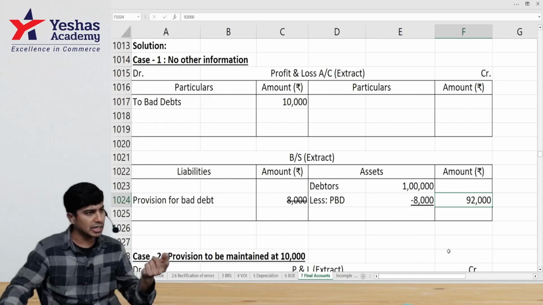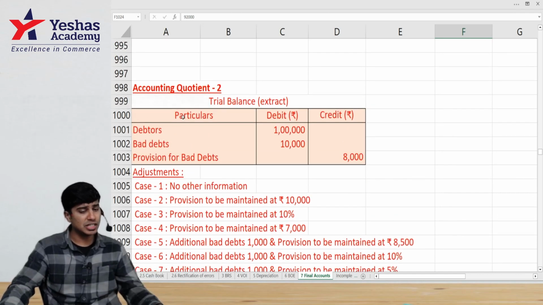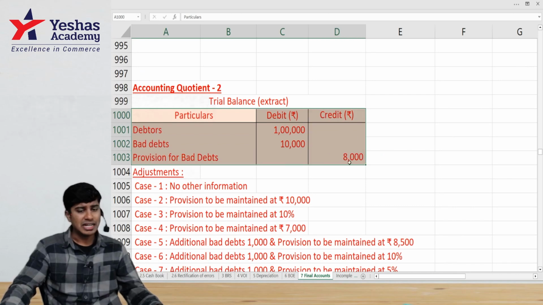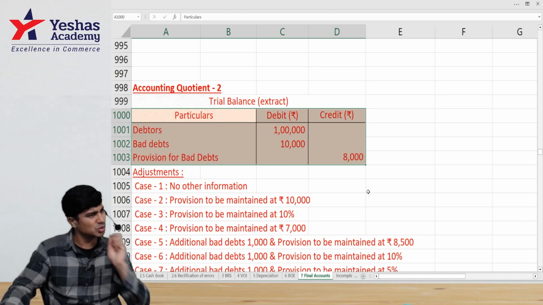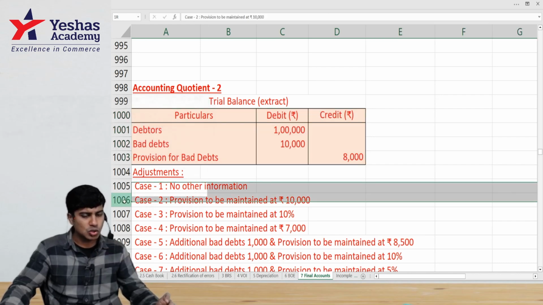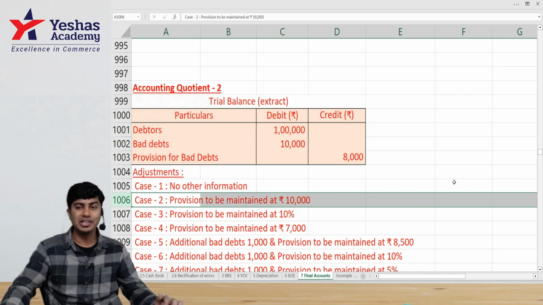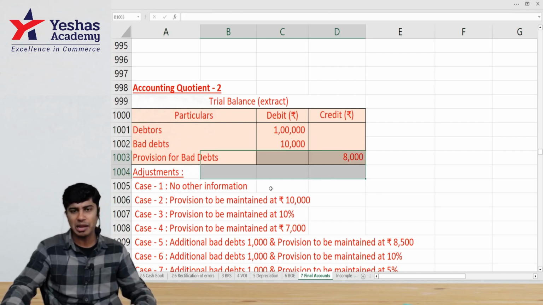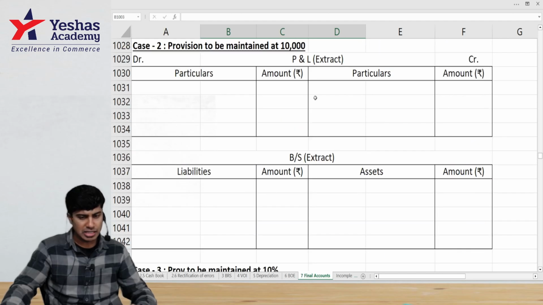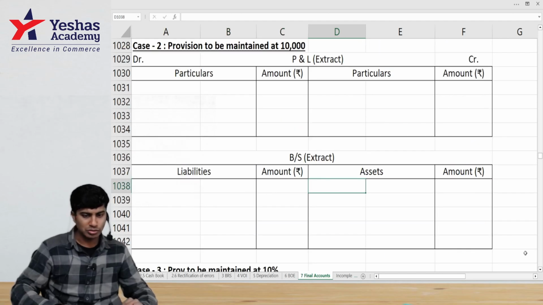Can we now proceed to the second case? The trial balance for the second case is also exactly the same. Debtors is 1 lakh, bad debt is 10,000, provision is 8,000, exactly the same. Case 2 mentions that provision is to be maintained at 10,000. We'll come to the adjustment later. Shall I first write debtors 1 lakh in the balance sheet, bad debts 10,000 in P&L, provision 8,000 in the balance sheet liability side? Yes, I would have to.